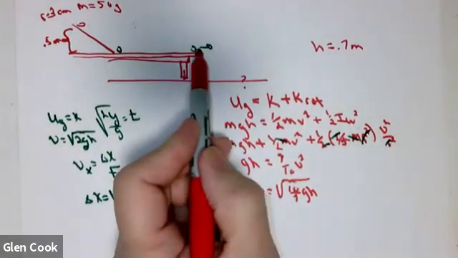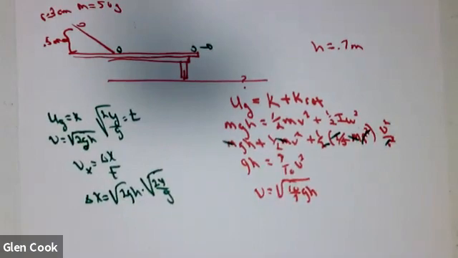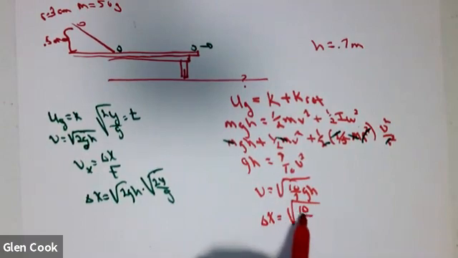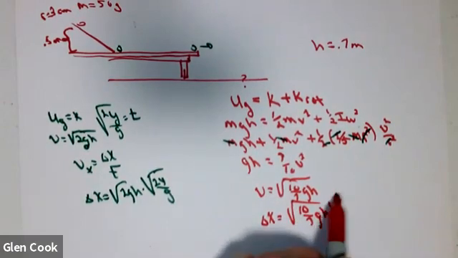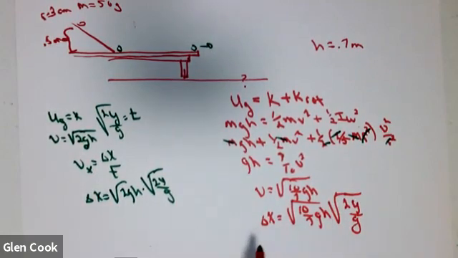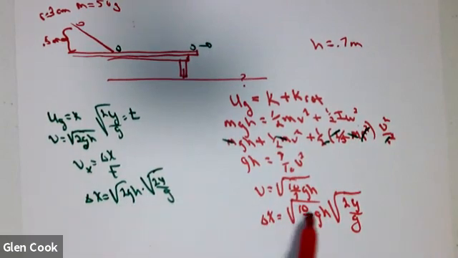Once it leaves, the time is still the same. So my delta x will be the root of 10/7 gh times the root of 2y over g. I could combine those radicals and play a little math to make it easier. But you can see that 10/7 is less than 2, right? This would go further if it weren't rolling. But if it is rolling, we have to account for that.